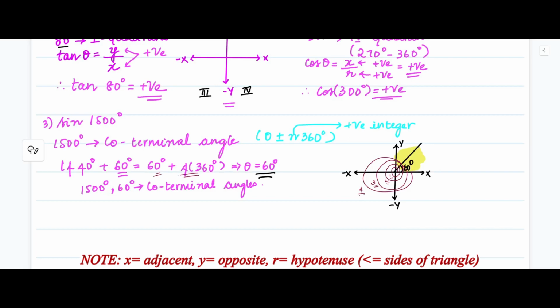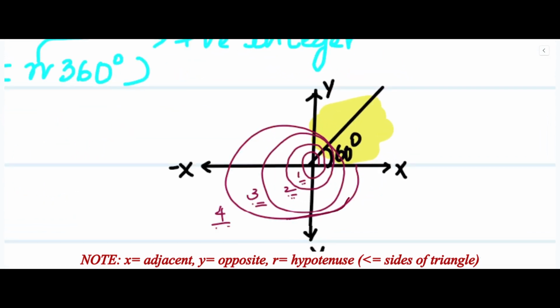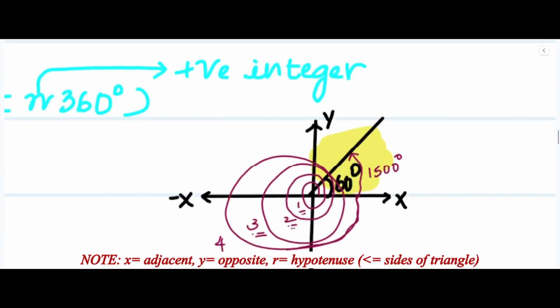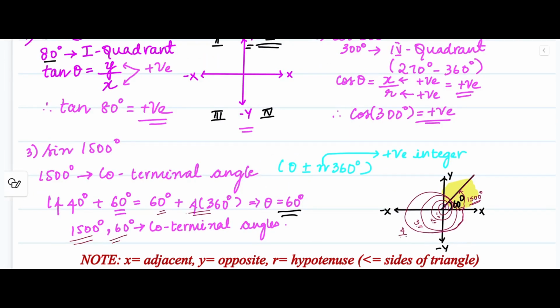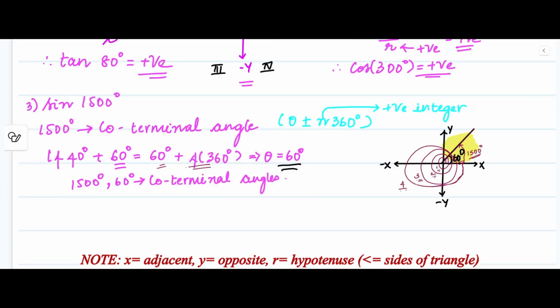So let us draw that in our coordinate system. So let me zoom in again. After the 4th rotation, for the 5th one, it is stopping at 60 degrees. This angle here will be 1500 degrees. This 60 degrees and this 1500 degrees is having the same terminal side or final side for theta. 1500 degrees and 60 degrees are coterminal angles. Since the question is asking for 1500 degrees, let us write it for 1500 degrees. So 1500 degrees is in first quadrant, which is here.